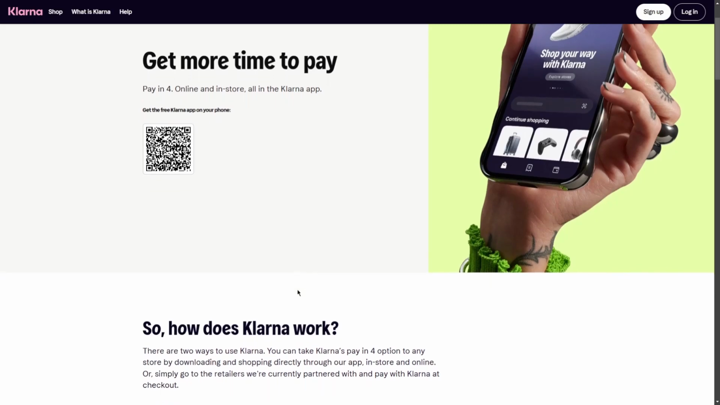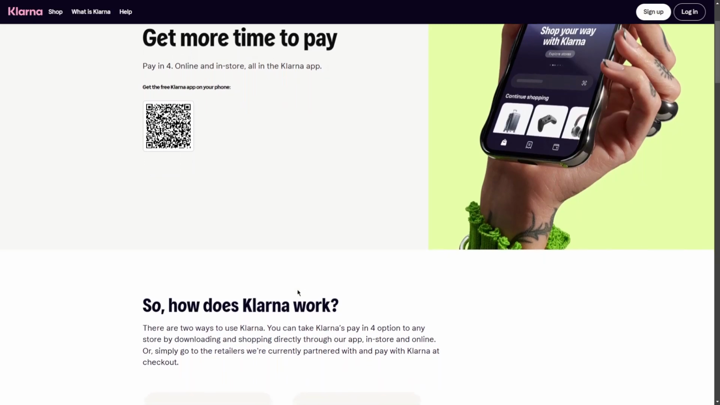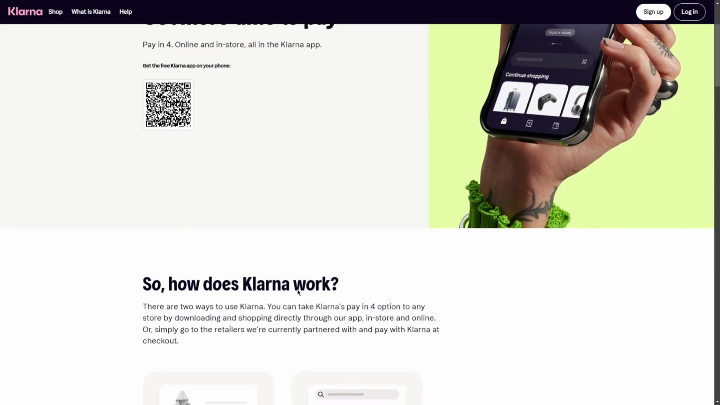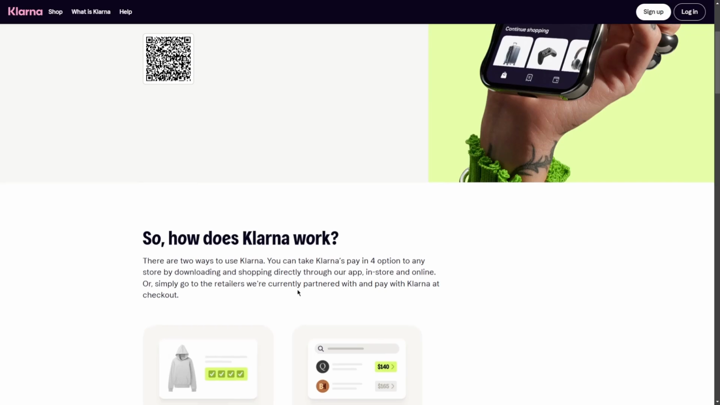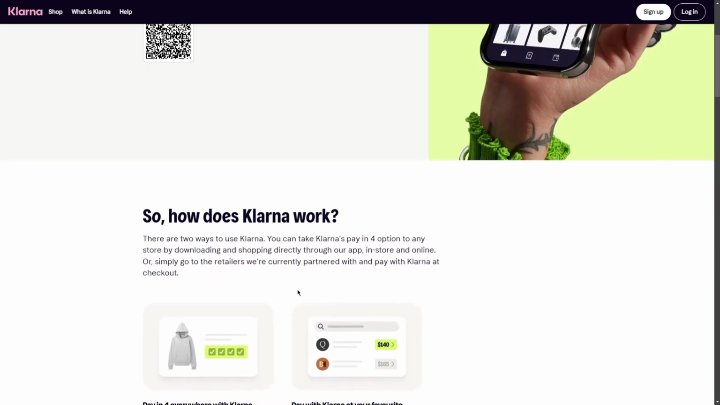Setting up Klarna on your Shopify store not only simplifies payment processing but also improves customer satisfaction by offering flexible payment options. By following the outlined steps, you can ensure a smooth integration, enhancing your store's appeal and potentially increasing conversion rates.